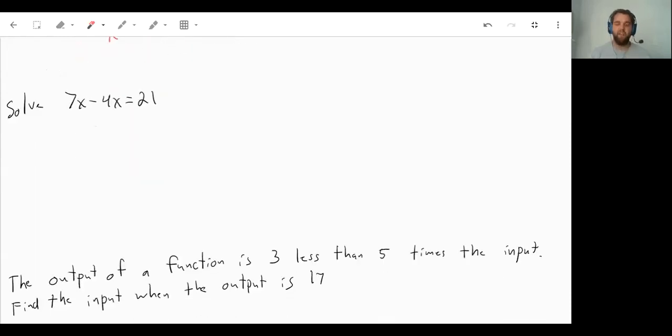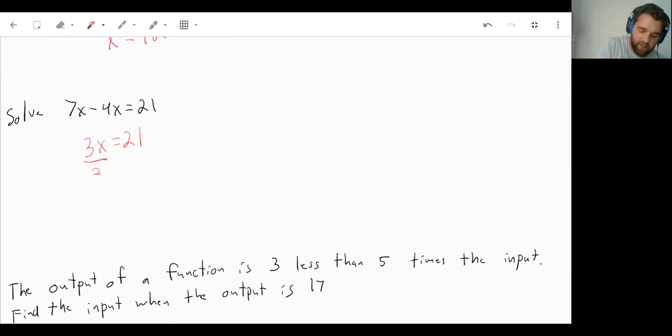Now this next one, we actually have to combine our like terms first, because 7x minus 4x, well, we can combine that together. Say you have 7 apples minus 4 apples, you'll be left with 3 apples. So we'll actually have 3x equals 21, and we can divide both sides by 3 to come up with x has to equal 7.